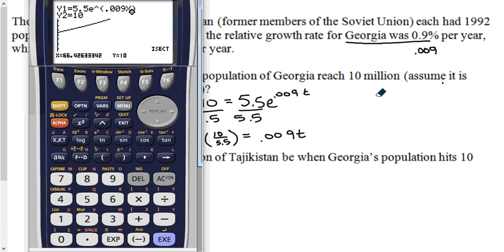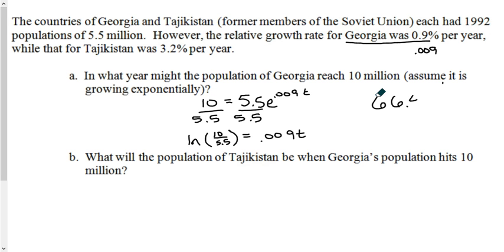So we've got 66.426 years. Now, the thing is, that's not the actual answer. If you were to write this on a test, that would be wrong. And if somebody asks you this question, in what year? Well, you've got to pay attention to that. It's not the 66th year. It's 66 years from now, or really from 1992, I should say.